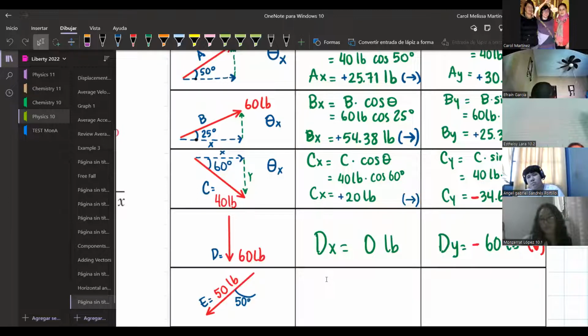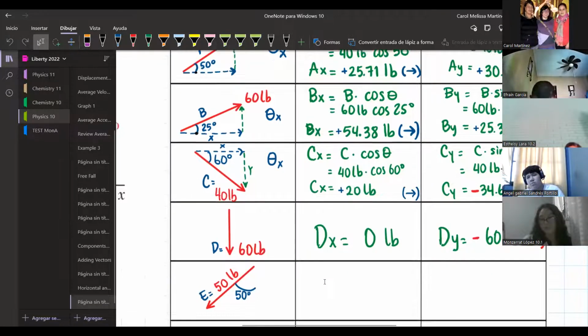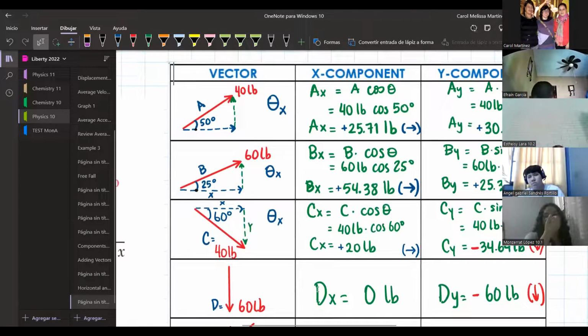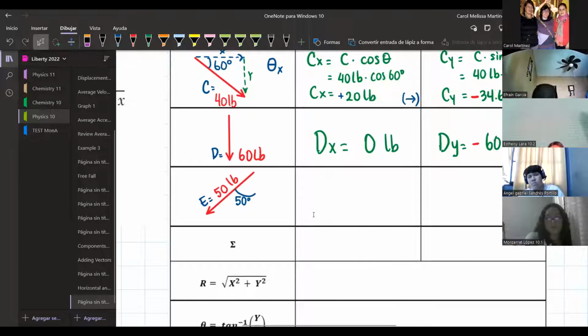Now, we haven't finished. We're missing one vector. So we say, okay, vector E, I will complete the right triangle. Okay, I will complete that right triangle. So I'm going to do this. My vertical component and my horizontal component.